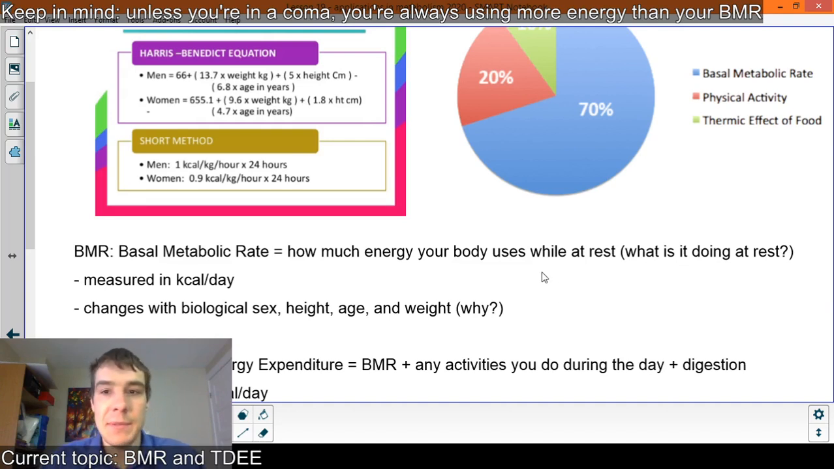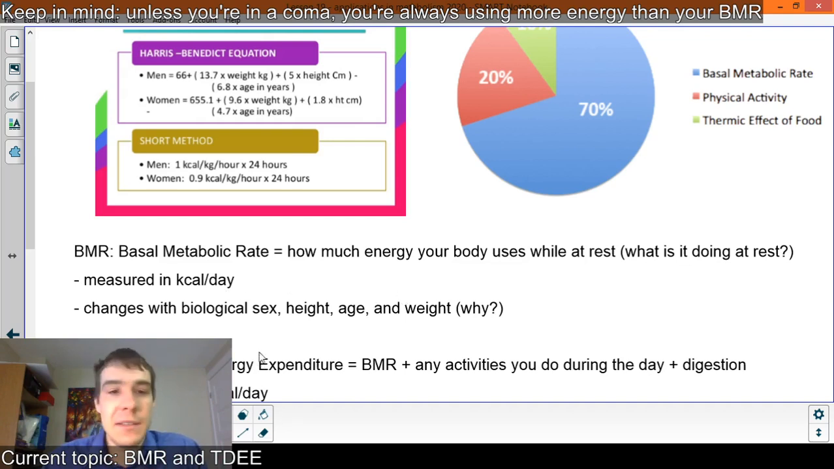So basal is absolutely the most basic thing needed to keep you alive, to keep your heart pumping, your lungs breathing, to keep repairing things that need repairing, stuff like that. All of those human body functions, nothing to do with thinking or moving or anything like that. Really basic, the most basic possible stuff to keep you alive. So that's basal metabolic rate.